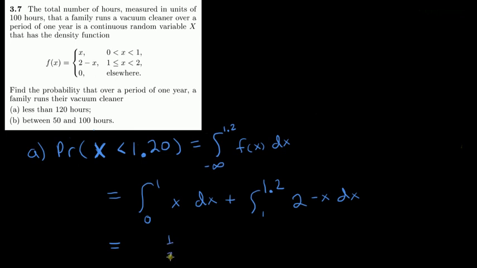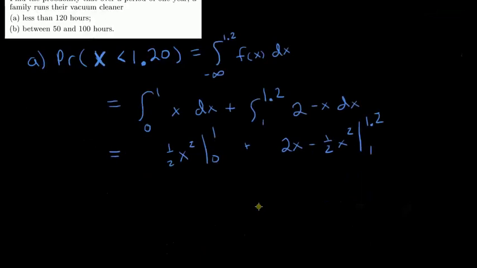So let's see, this is 1/2 x squared, evaluated from 0 to 1. And this is 2x minus 1/2 x squared, evaluated from 1 to 1.2. Okay, so go ahead and plug in those bounds. We have 1/2, right? If you plug in 1, you just get 1/2. If you plug in 0, so minus 0, so I don't need to write that. Then over here, we have 2 times 1.2 minus 1/2 times 1.2 squared minus, okay, so I'm going to want parentheses.